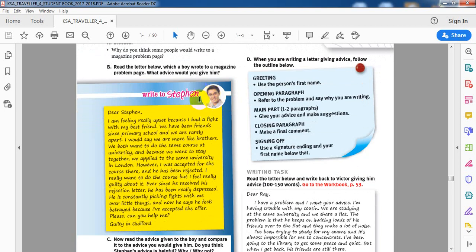Write to Stephen. Dear Stephen, I am feeling really upset because I had a fight with my best friend. We have been friends since primary school and we are really close. I would say we are more like brothers. We both want to do the same course at university, and because we want to stay together, we applied to the same university in London. However, I was accepted for the course there, and he has been rejected.